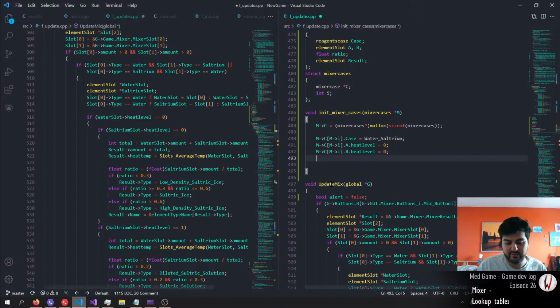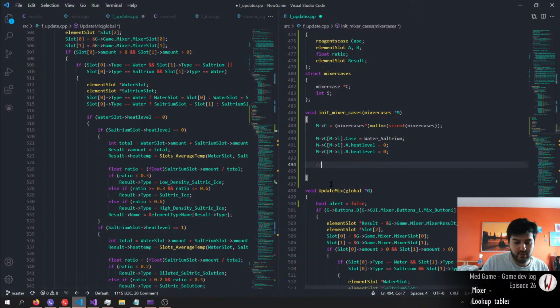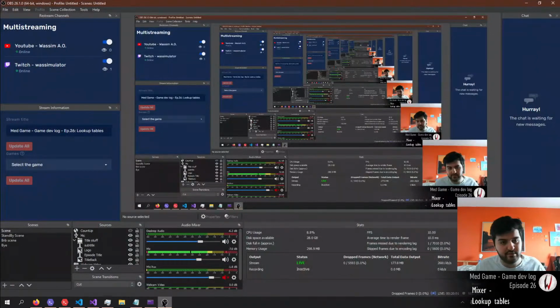Wait, let me write this down because I gotta go to the toilet. Bookmark indices. This is a good idea. Bookmarking indices is actually a good idea. Alright, so I'm gonna be right back.